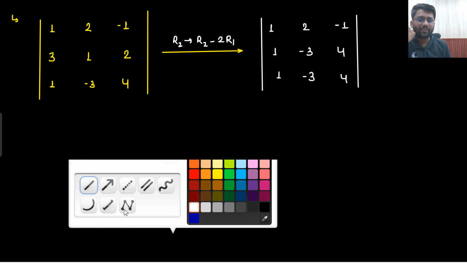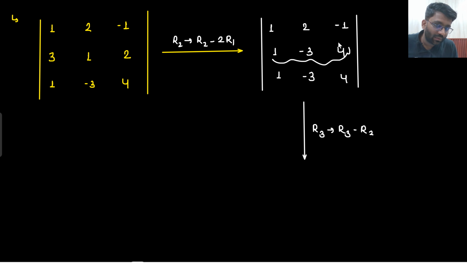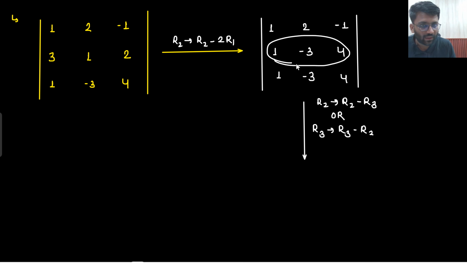If these two rows have become the same, what can I do now? The next transformation I can apply is that R3 is replaced with R3 minus R2. Now this is my new R2. So the next operation I am applying is R3 replaced with R3 minus R2. Or I could have done R2 replaced with R2 minus R3. Basically, this is my new R2, and from this R2 I am subtracting R3. What will I get? 0, 0, 0, 0.